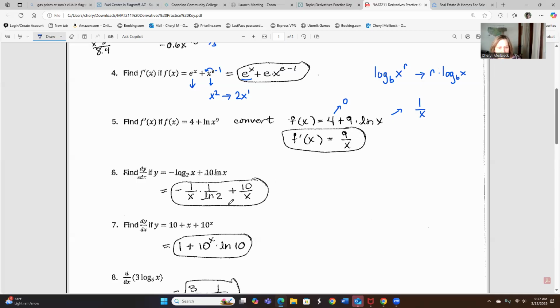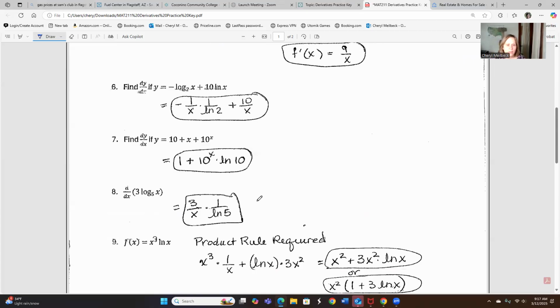On number 6, we're taking the derivative of a log function again, and the derivative of a log to a base that is not e. The rule for the derivative of a log of any base is that it becomes 1 over the argument. So this still goes with a 1 on top of it, and it goes to the denominator. And then this base, you multiply it by the natural log of that base.